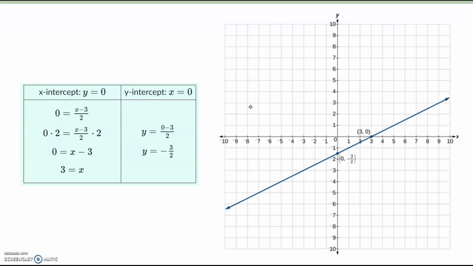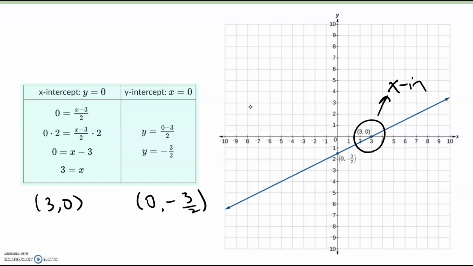Here are our nice and neat calculations. The ordered pair for the x-intercept was (3, 0), and the ordered pair for the y-intercept was (0, -3/2). Let's look at the x-intercept, which crosses the x-axis. Right there is our point, (3, 0). That is the x-intercept. Then this point right here is crossing the y-axis, so it is the y-intercept, and notice that it is (0, -3/2). And that is our y-intercept.